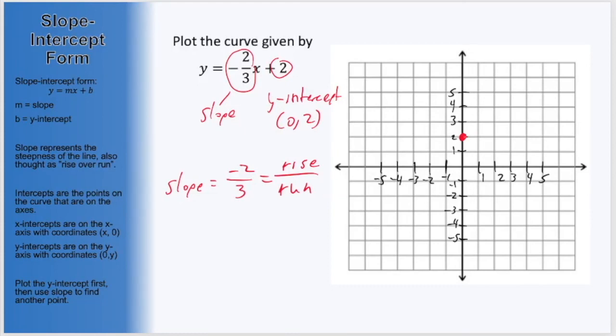Starting from my y-intercept, I have a run of 3. So I'll move 3 units to the right, while my rise is -2. Because of the negative, I will be rising downwards, so I'll go down 2 units, and end up here, where my next point should be. Then just connect the dots, and we are done.